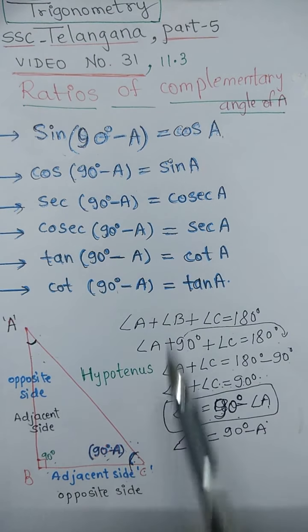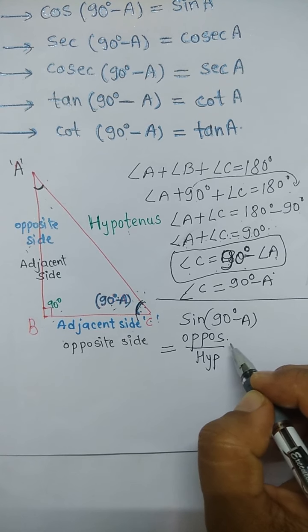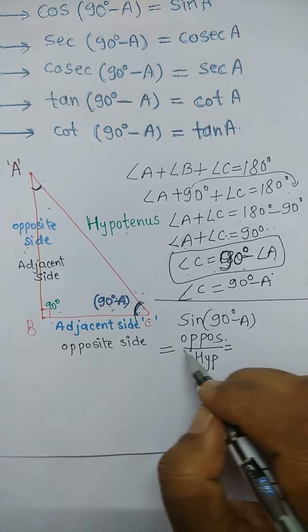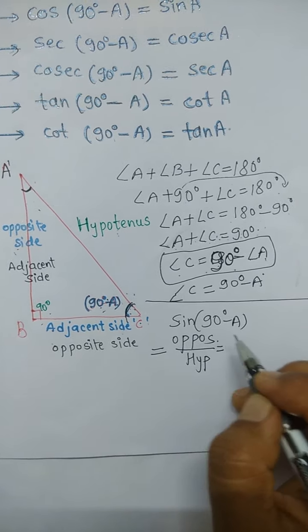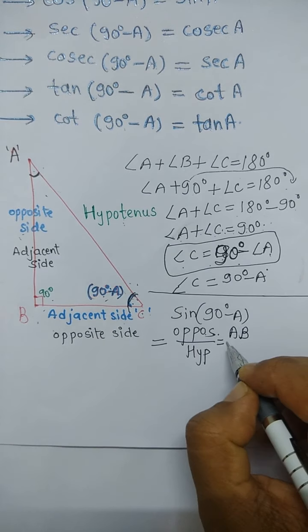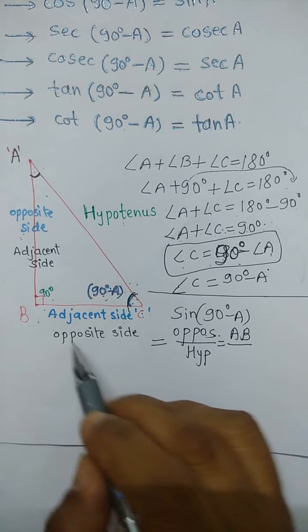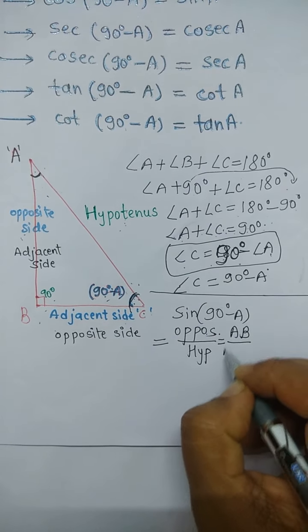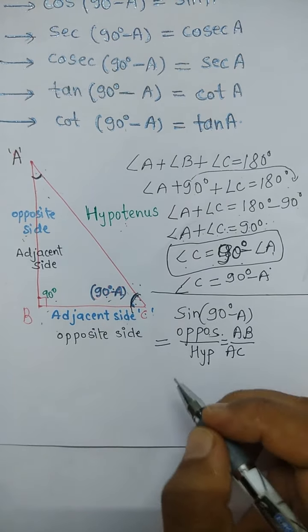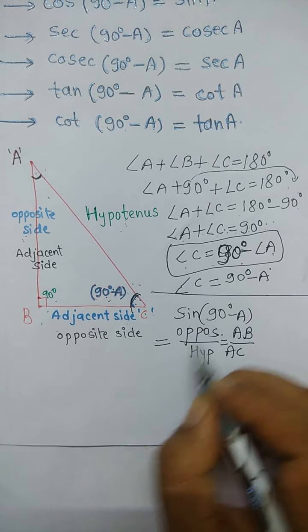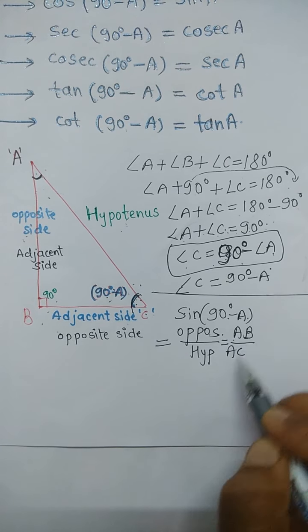And sine means opposite side upon hypotenuse. I am writing in shortcut, but you don't write like this in short form; you write the full words. Now the opposite side is AB. From the figure we can observe that the opposite side is AB and the hypotenuse is AC. Now we got sine(90 minus A) equals AB upon AC.